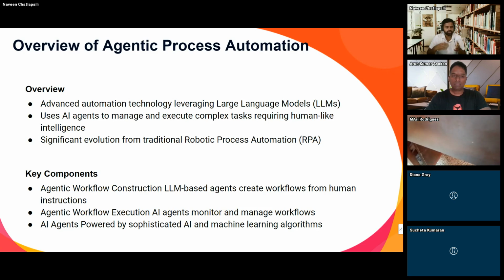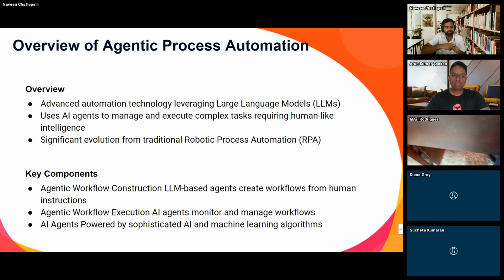So these are some kind of instructions that we are making, leveraging the capabilities of large language models, and we are trying to create these AI agents. Also, coming to the agentic workflow execution, AI agents are also being leveraged to monitor and manage workflows.